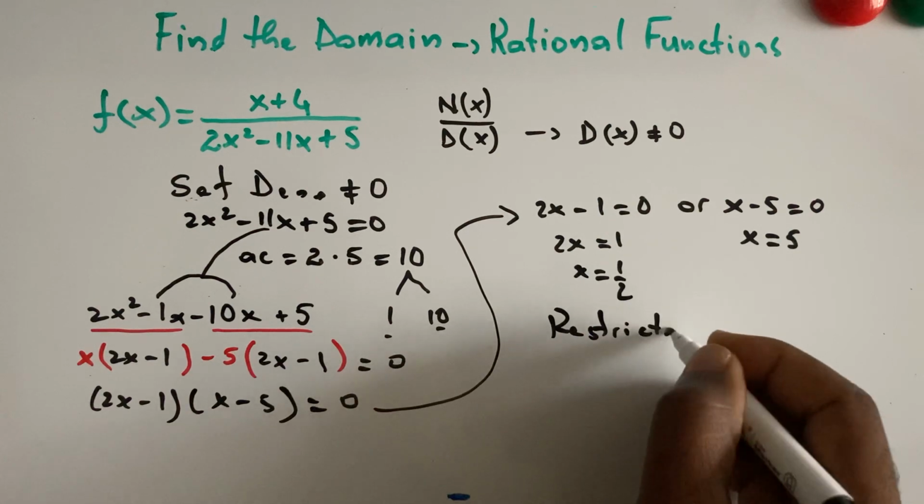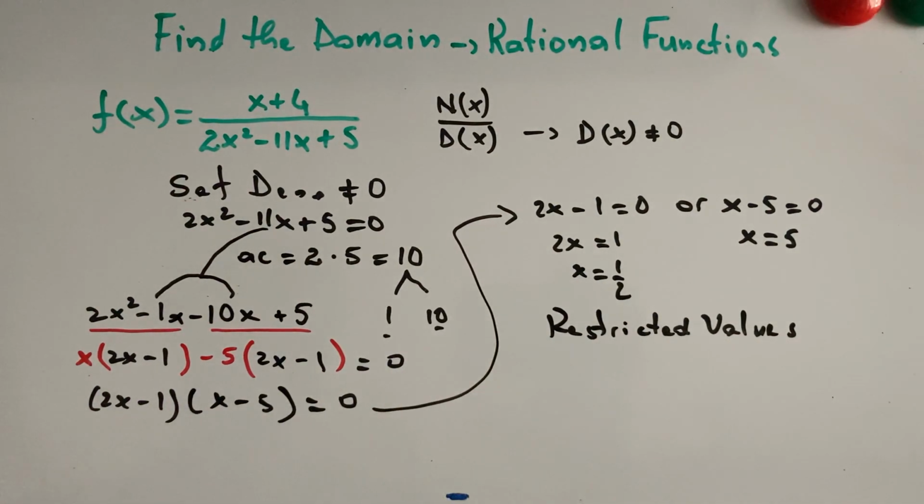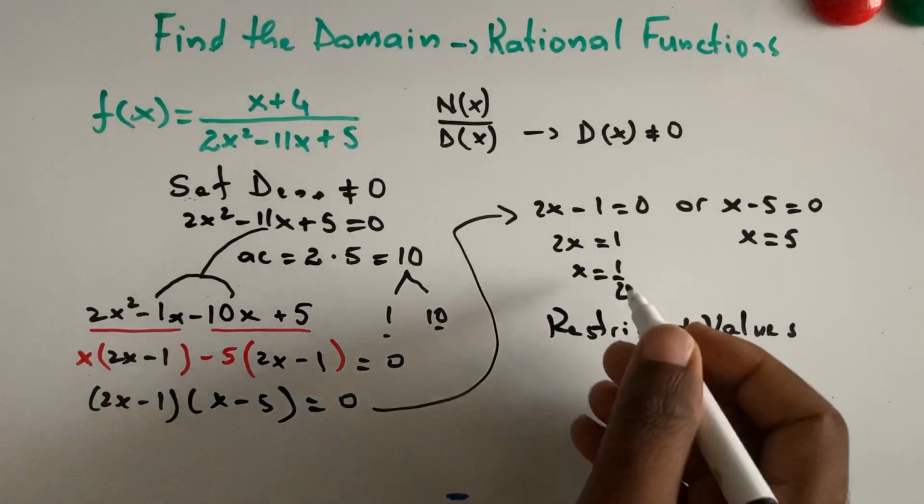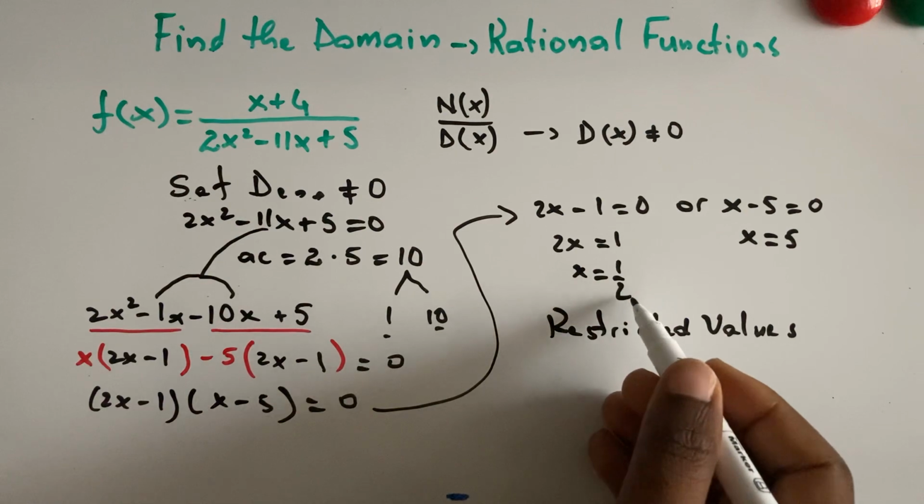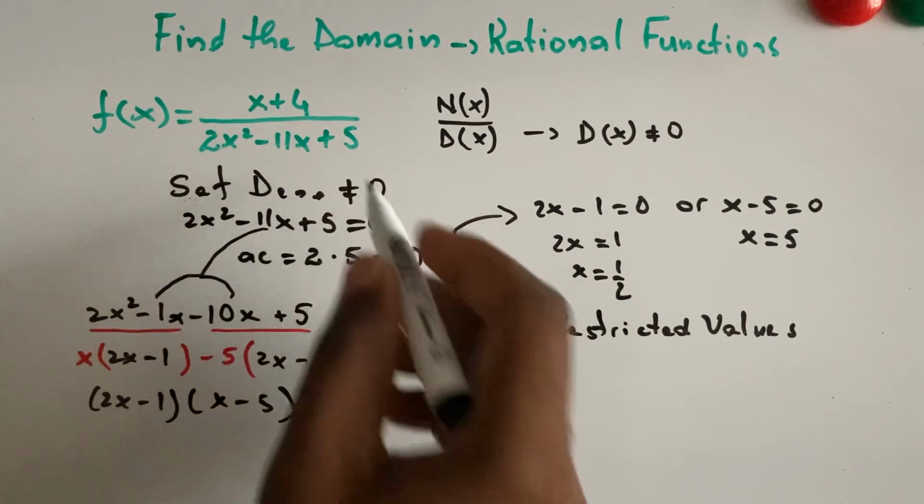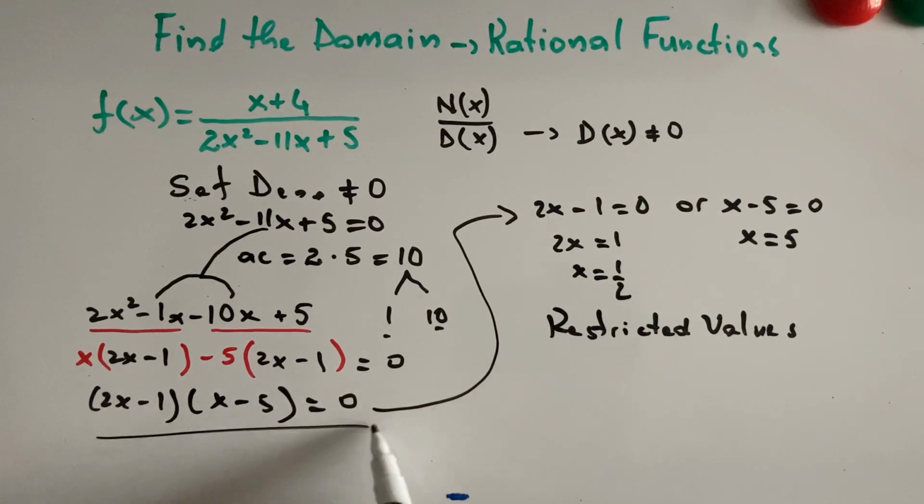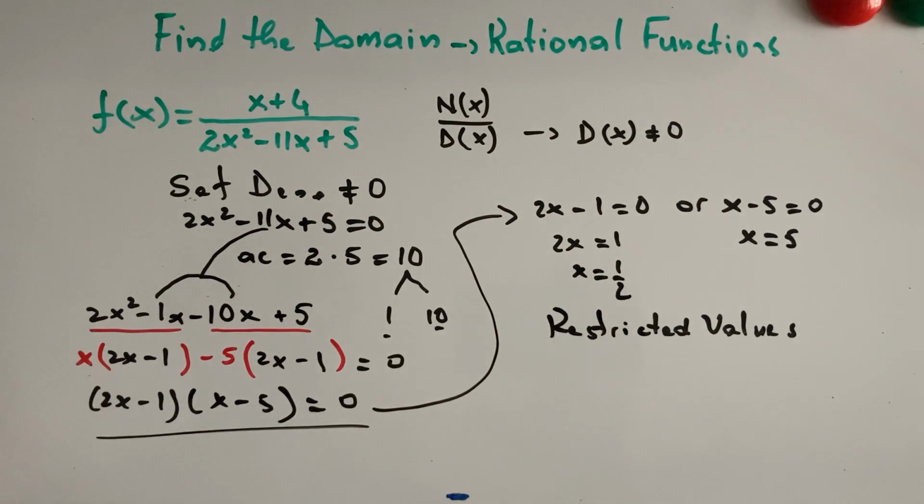Restricted values. Okay? So those are the restricted values. These are the values you don't want to have, because if x is 1/2 or 5, when you plug it into the denominator here, it will make it 0. But remember, since you're trying to find the domain, you want to reject the values that will make the denominator 0.